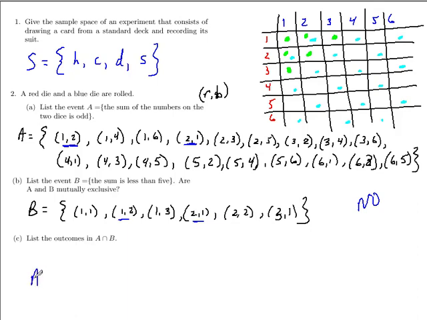Part C says, list the outcomes of A intersect B. And that gives us our results.